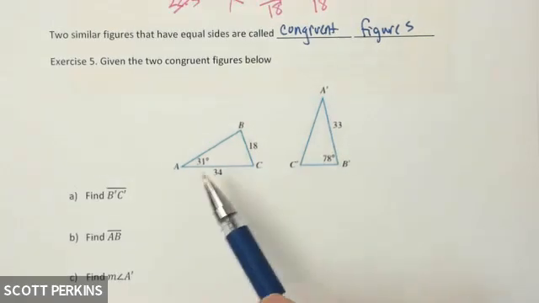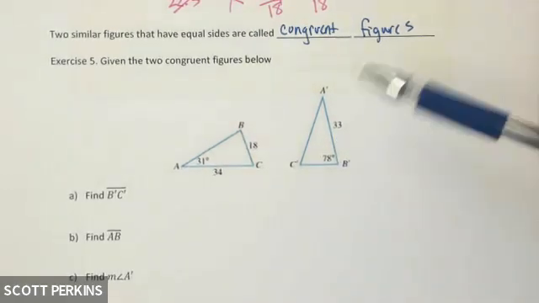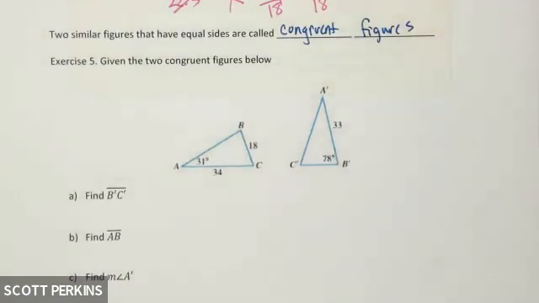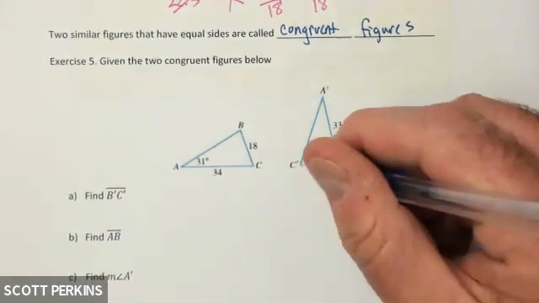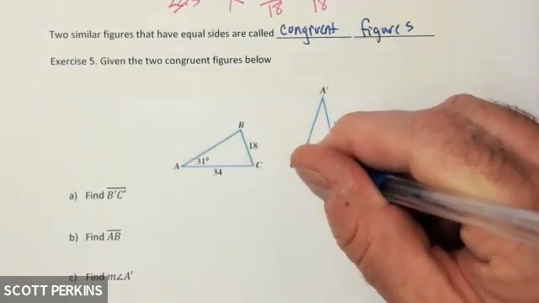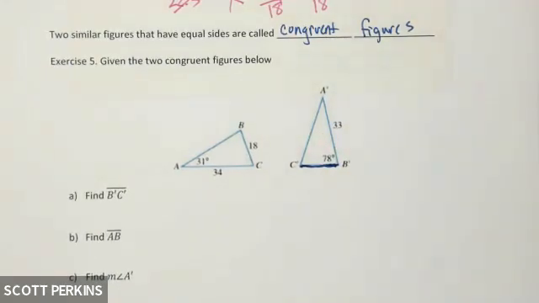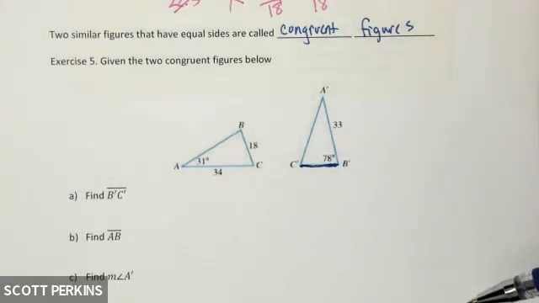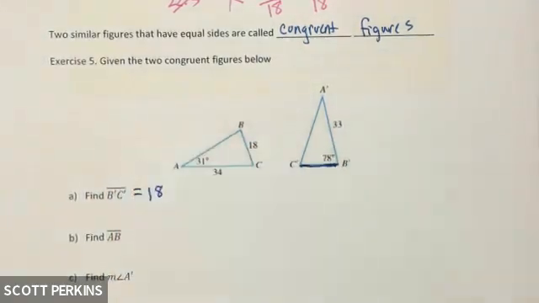So here are my two congruent figures. I've got A, B, and C, and then I've got A with an apostrophe, B with an apostrophe, C with an apostrophe. And so I know certain things. So what is B with the apostrophe, C with the apostrophe? I want to know what's this side right here that I am tracing blue. Yep, it's the same thing as BC. They're congruent figures, so the sides are equal. So this is 18. No calculating that you have to do when you know that the figures are exactly the same.